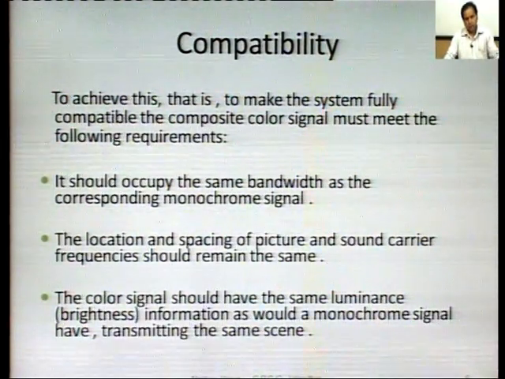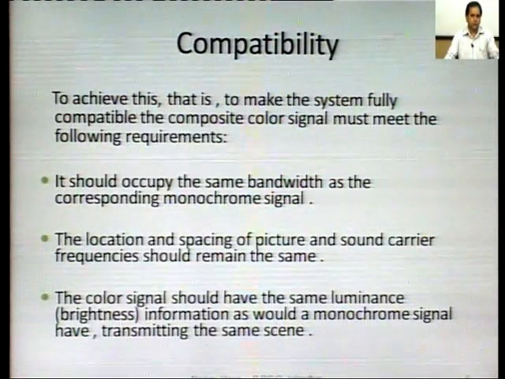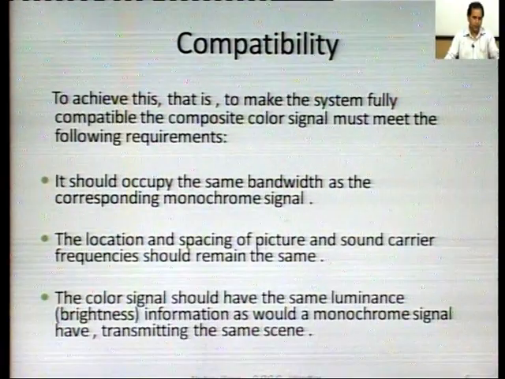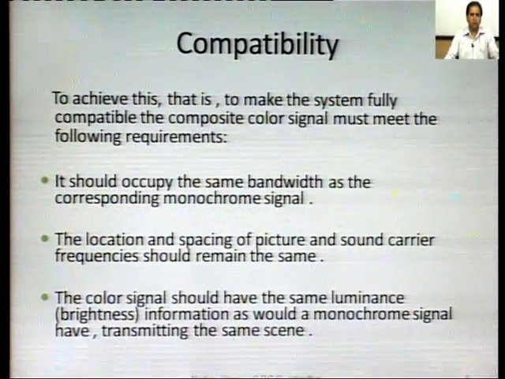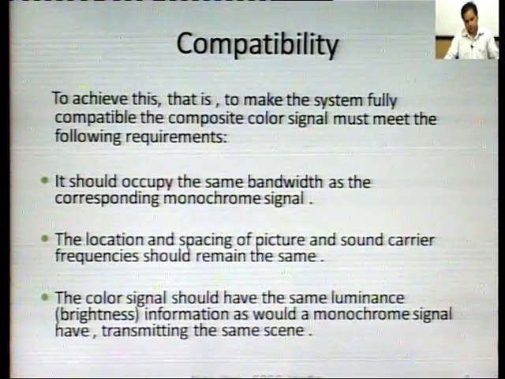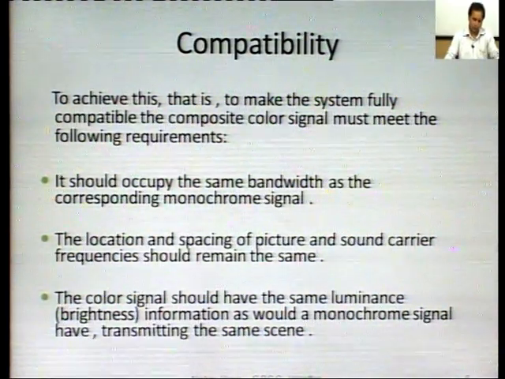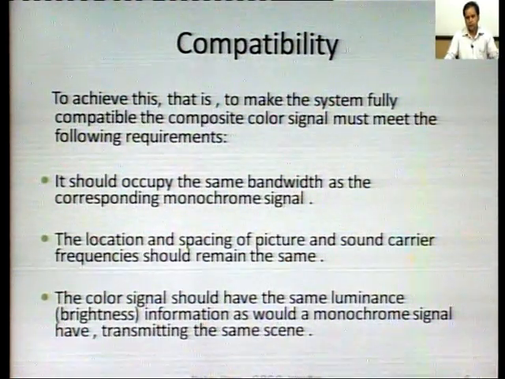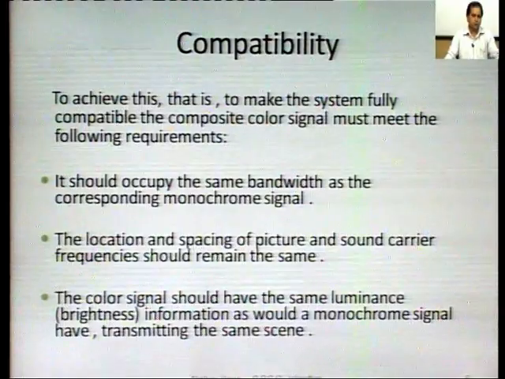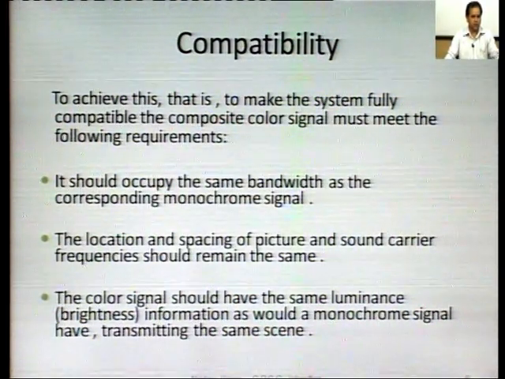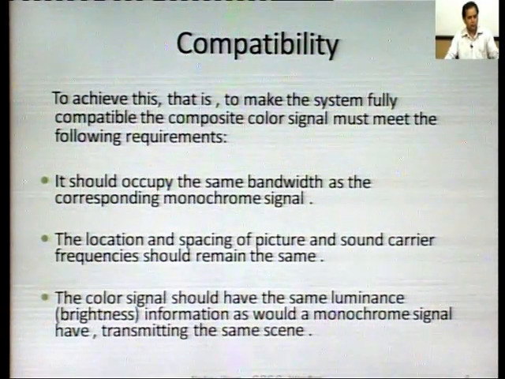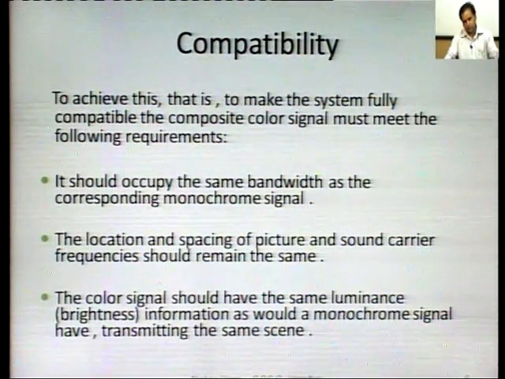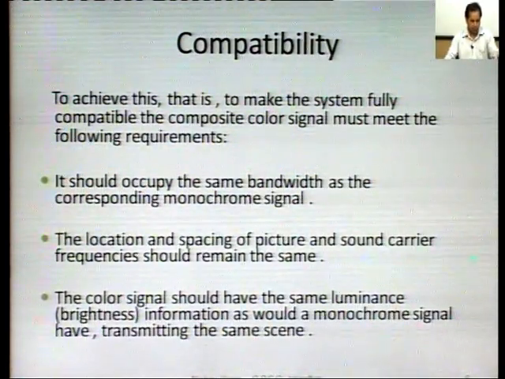And how can the compatibility be achieved? To make the system fully compatible, the composite color signal must meet the following requirements. There are some requirements which are to be satisfied if the system has to be a compatible one. Number 1, it should occupy the same bandwidth as the corresponding monochrome signal. So, it means the bandwidth of monochrome TV and color TV system should be the same, and it is the same.